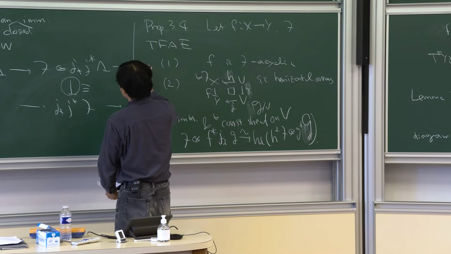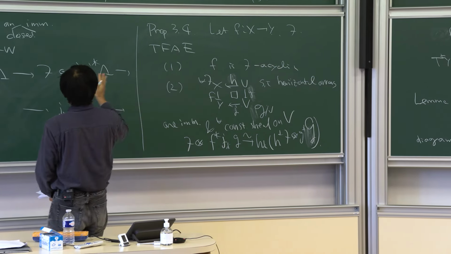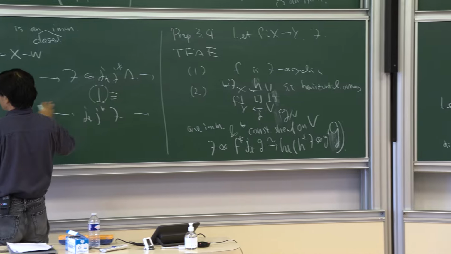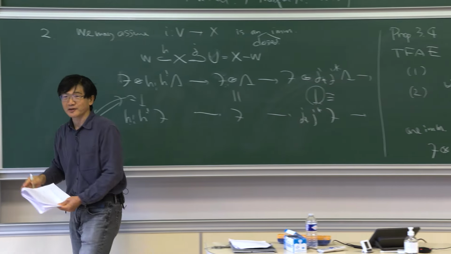Okay, so we have this general proposition, and we apply it to get isomorphisms, and then we get transversality.